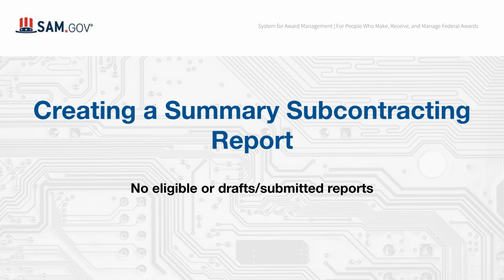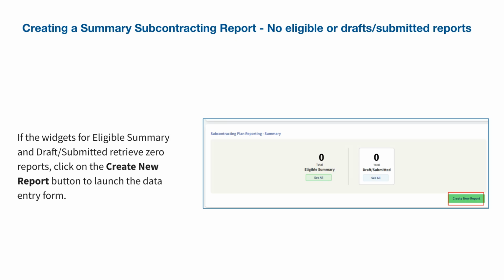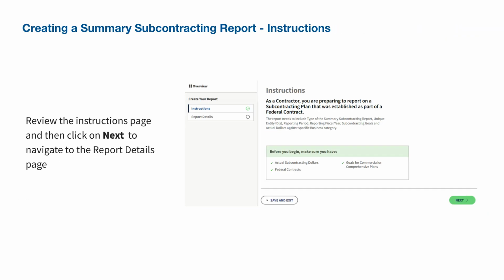This section focuses on creating a summary subcontracting report when there are no eligible or drafted/submitted reports showing. If the eligible summary and draft submitted widgets show 0 reports, click the Create New Report button to launch the data entry form. Once the form launches, review the instructions page. Click Next to proceed to the Report Details page.